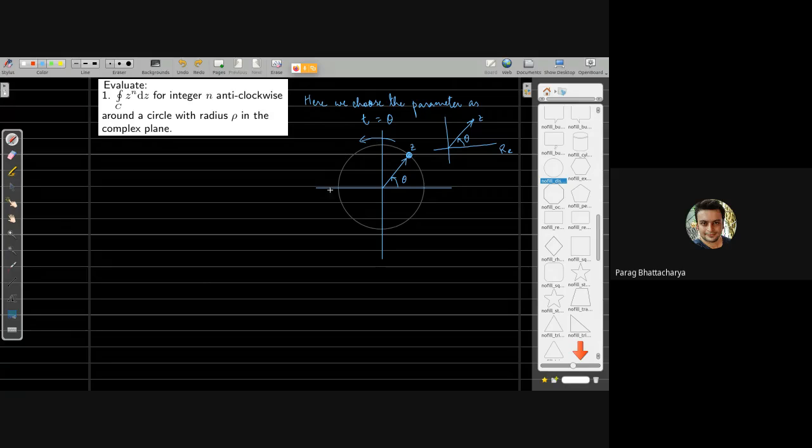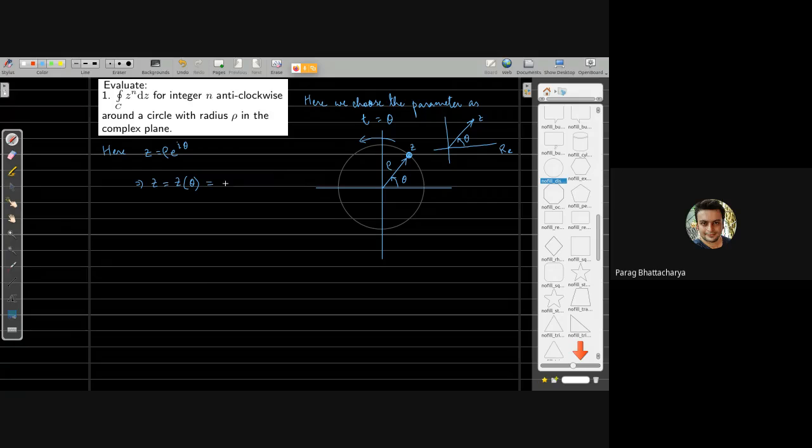Because we are on a circular path, when you're moving, the radius is going to remain constant. The radius is rho, so rho is going to be a constant. The only thing that is going to change is theta as you move along this path. So theta is a very good choice for the parameter. Because rho is the radius and theta is the angle, we can write this in Euler's notation: z equals rho e to the power i theta, which implies z is a function of theta.